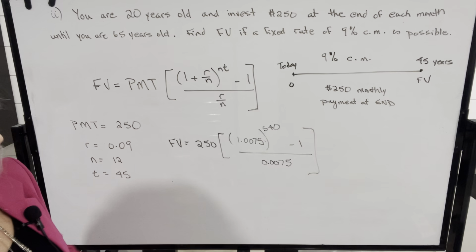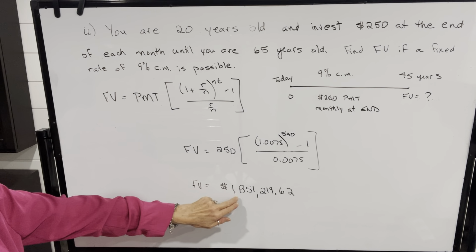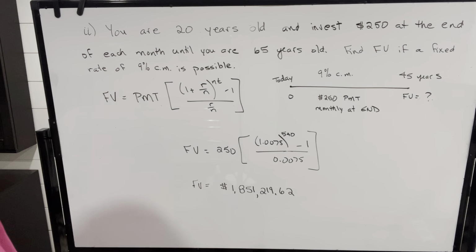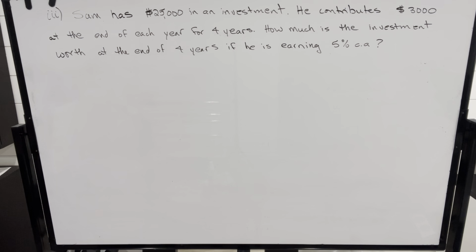Now we plug this whole thing into our calculator, and we get a future value of $1,851,219.62. In our next example, Sam has $25,000 in an investment. He then contributes $3,000 at the end of each year for 4 years. How much is the investment worth at the end of 4 years if he is earning 5% compounded annually?